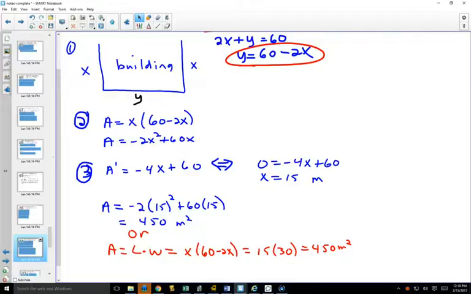And then once you've got x is 15, well then you can find your maximum area by plugging 15 back into your original equation. And you've got an area of 450 meters squared.